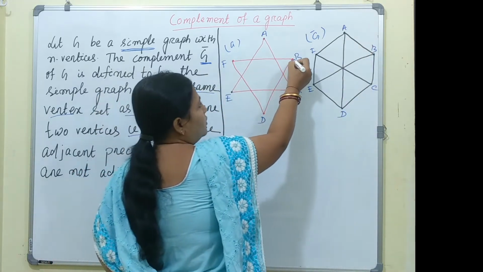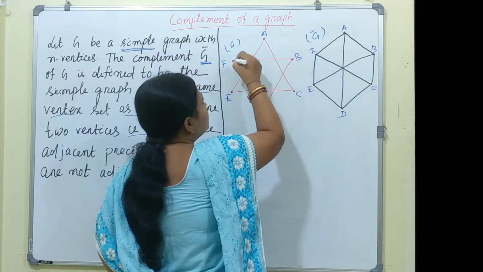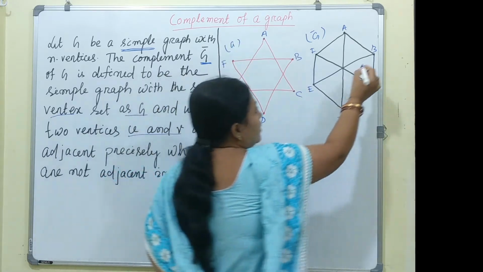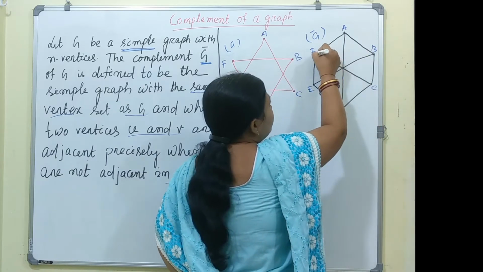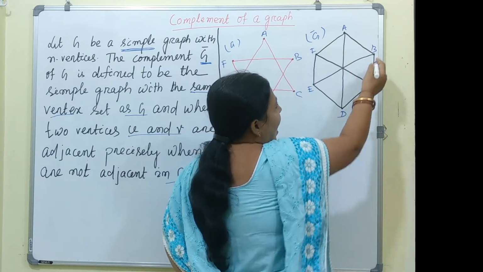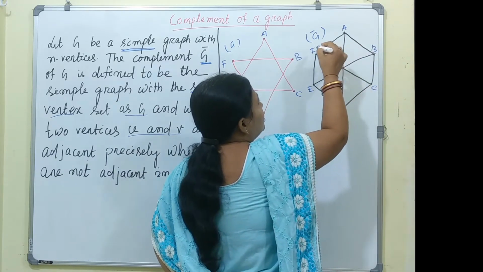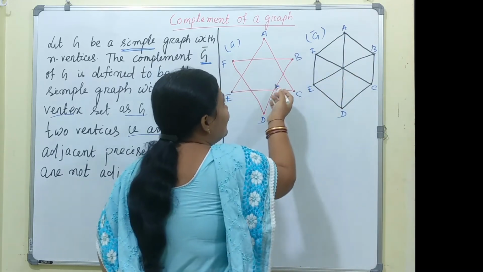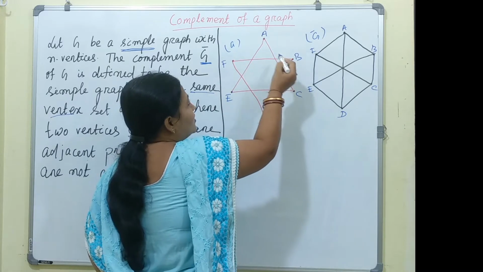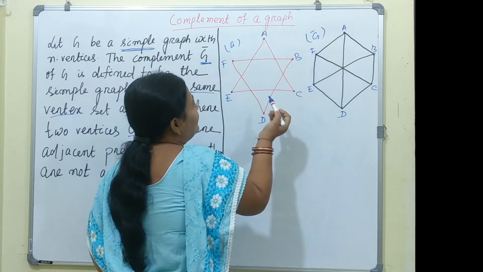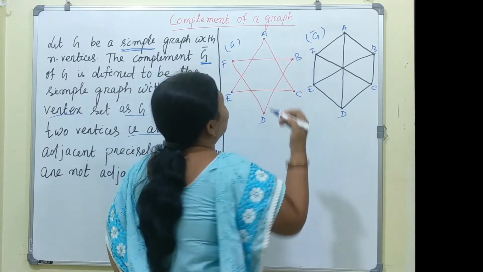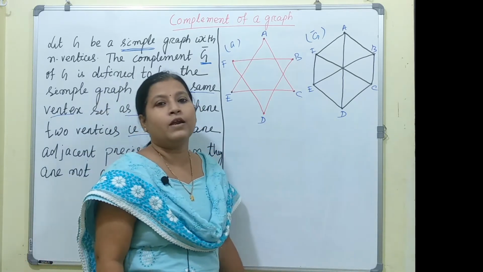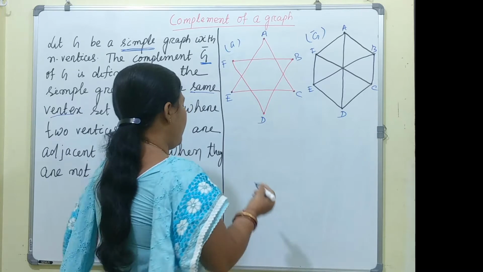Next, come to the vertex B. B is adjacent with F and D in G bar. So here B is not adjacent with F and D, and B is adjacent with A, C and E. Similarly, we will find the complement of the graph.